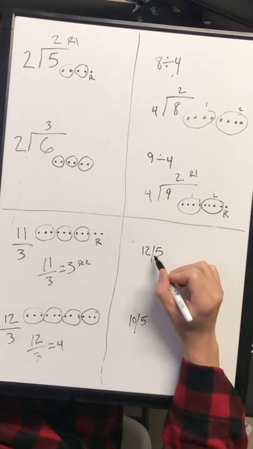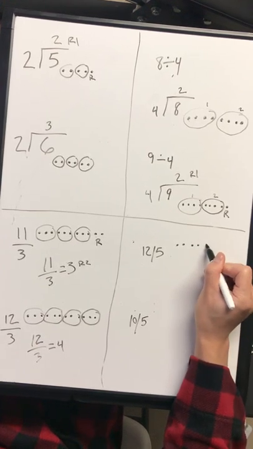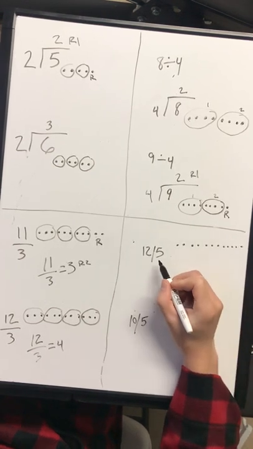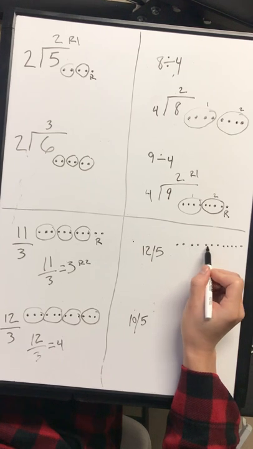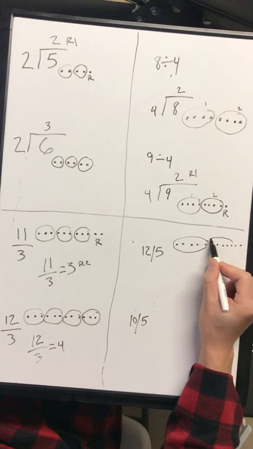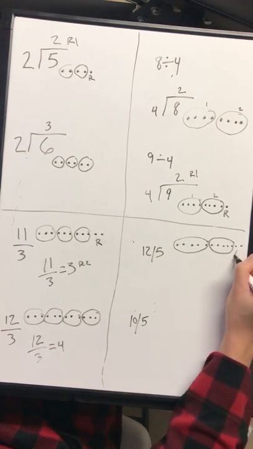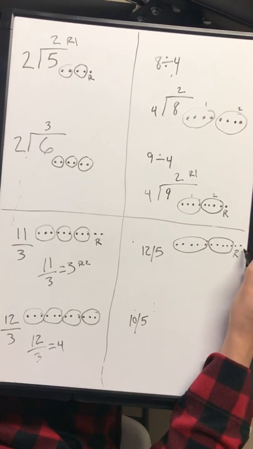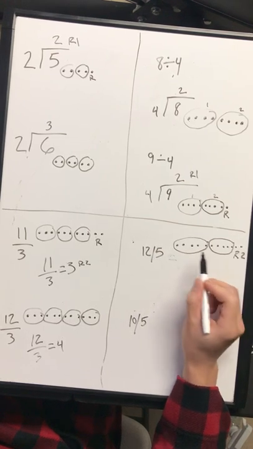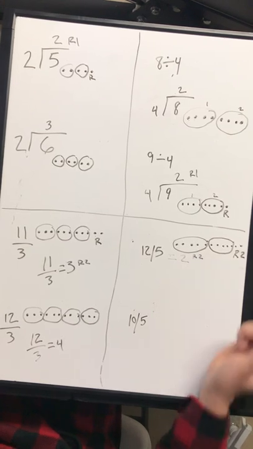And here I got 12 divided by 5. Do my dots. 1, 2, 3, 4, 5, 6, 7, 8, 9, 10, 11, 12. Now I'm gonna count it 5 times and circle. 1, 2, 3, 4, 5. Circle. 1, 2, 3, 4, 5, circle. And I can't count this five times because there's only two dots. So this is my remainder. Remainder two. So 12 divided by 5 equals two groups with a remainder of 2.